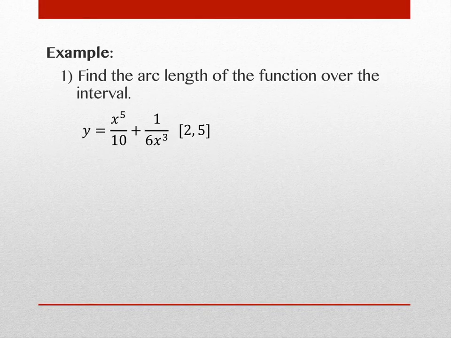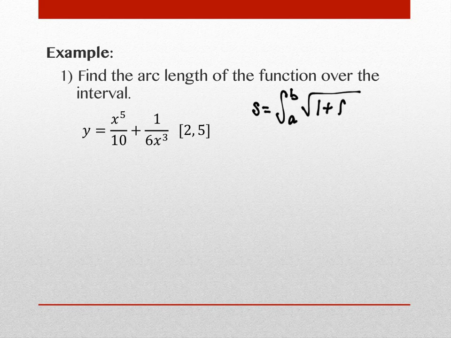All right, so our example is the curve y equals x to the 5th over 10 plus 1 over 6x cubed, and this is defined from 2 to 5, okay? So within our arc length formulas, what we're going to be looking at is that this is the integral from a to b of the square root of 1 plus f prime of x squared and then dx. How do I know? Well, I know because it's actually given as y equals. That's how I know to use that one. If the equation were given as x equals, I'd be using the other equation.